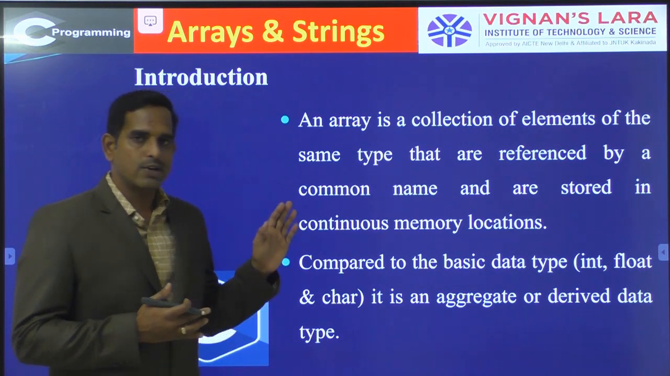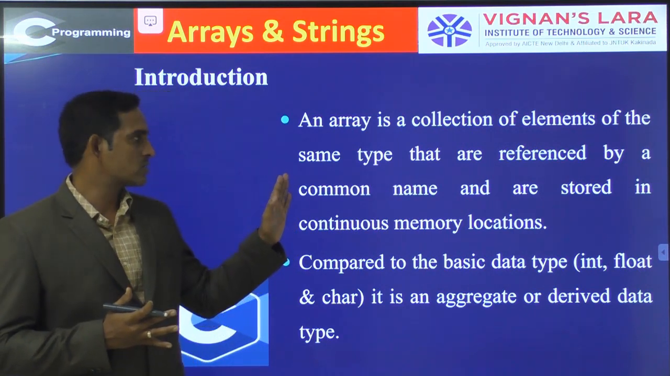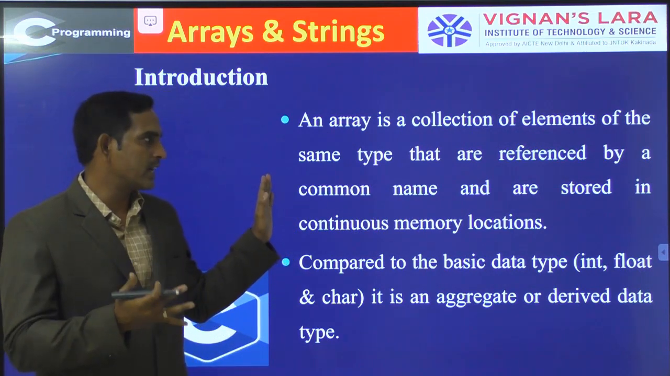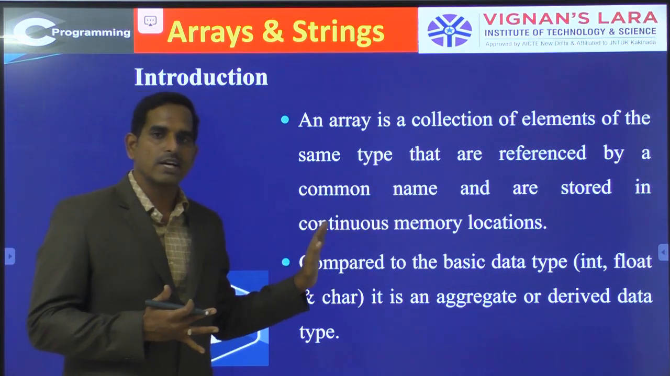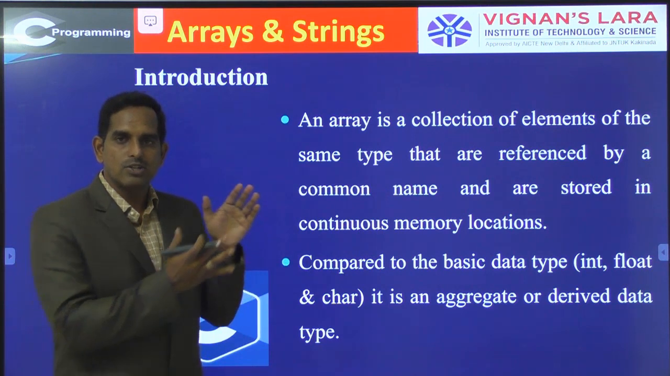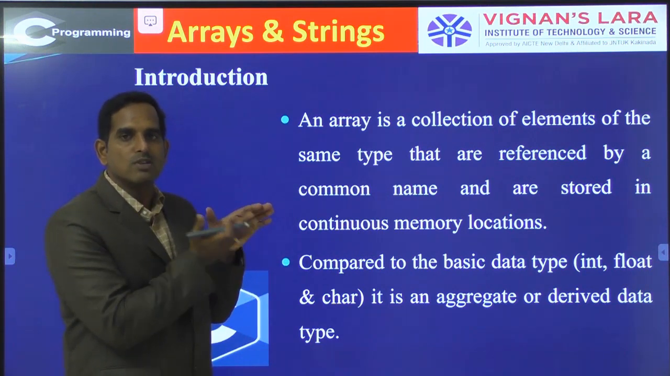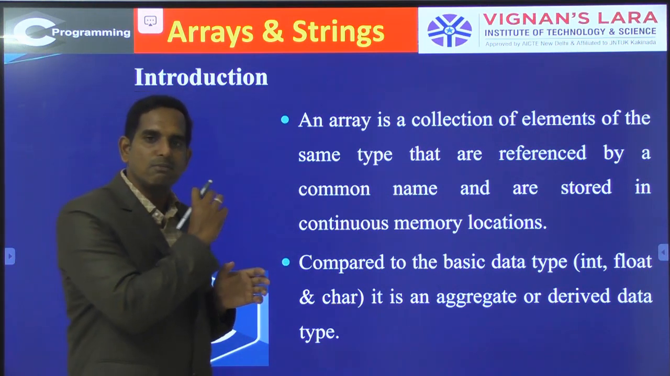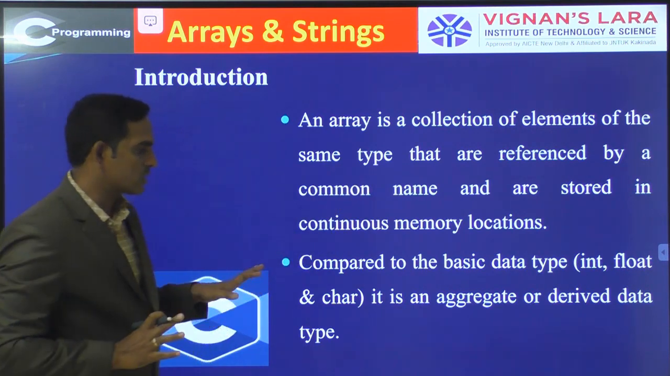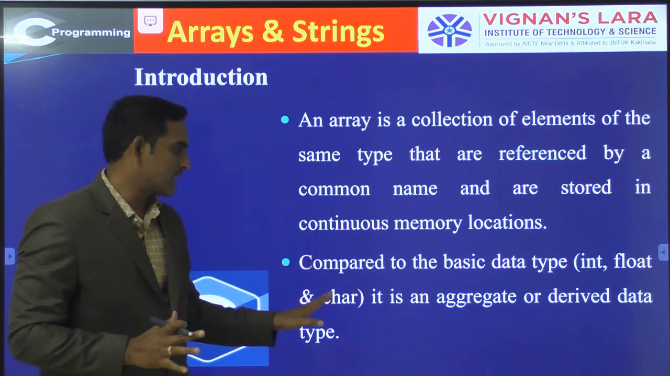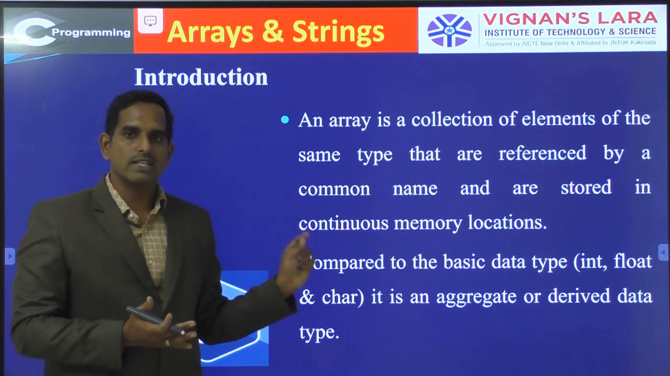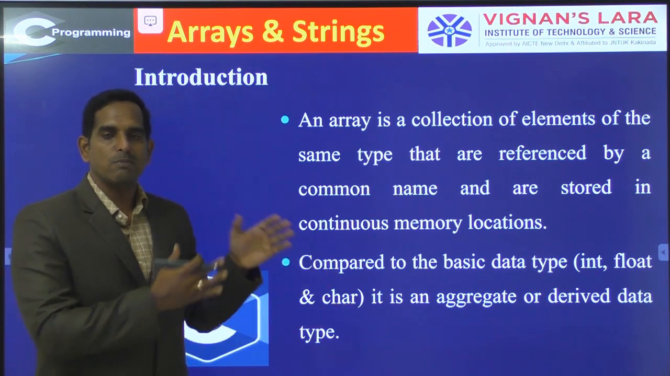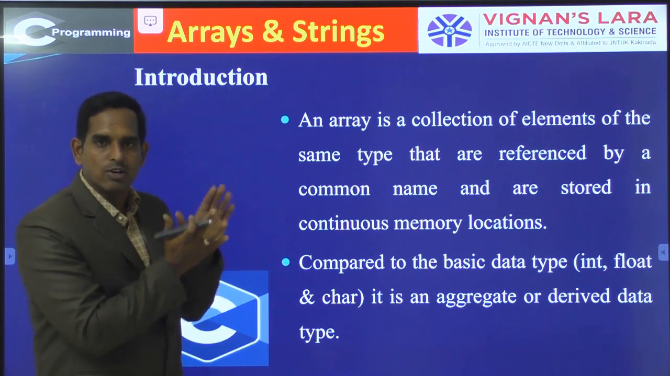In the last session I told you what an array is. An array is a collection of items of the same data type that can be referred to under a single name and will be stored in continuous memory locations. As I told you, we have a grouping of items of the same data type and they are present in continuous memory locations. Compared to the basic data types, it is an aggregate: in a basic data type you store a single value, while in arrays we store a large number of values or a group of values.